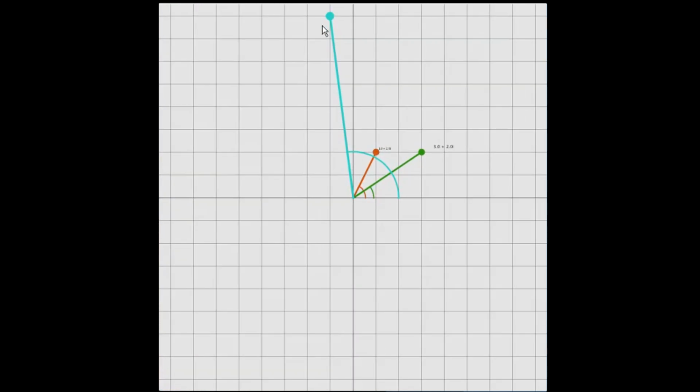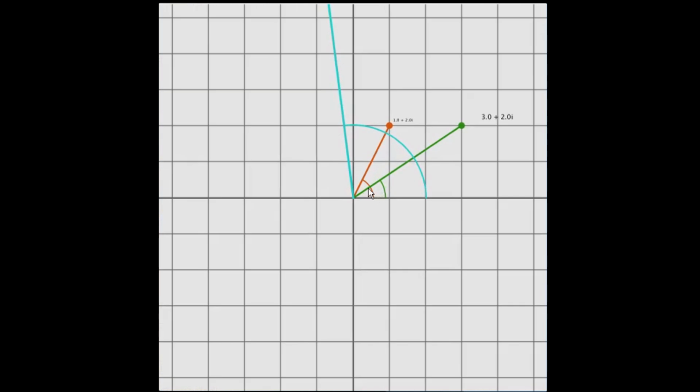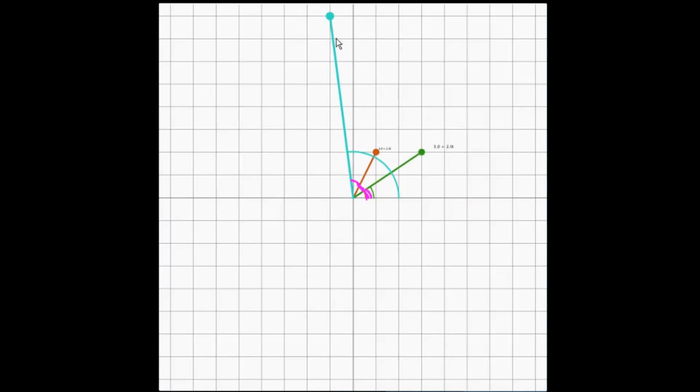So to get this product graphically, what you need to do is add the angles and multiply the magnitudes. What the heck does that mean? Well, it means that when I have these 2 points, they also have these 2 angles. And all you have to do is add those 2 angles together to get something like this, and that'll give you the angle of your product.